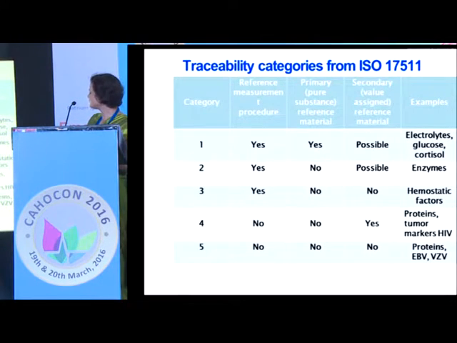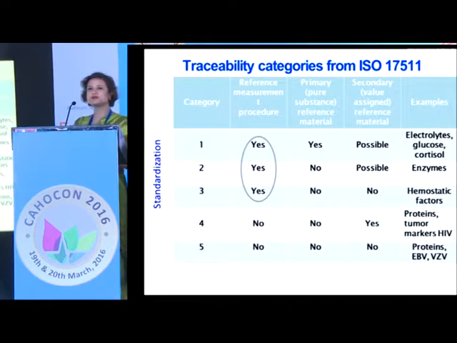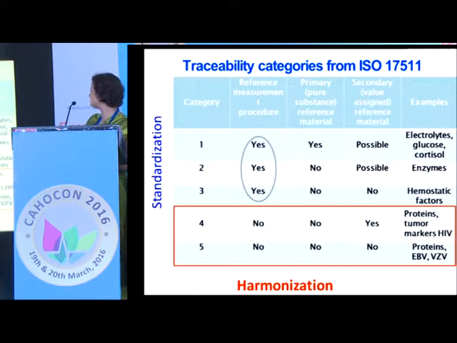So this is for other tests. This is for, like I have already said, the difference between standardization and harmonization. For electrolytes, glucose, and enzymes, standardization is possible because there is a primary reference measurement procedure. But for tests like proteins and tumor markers, standardization is not possible because there is no primary reference measurement procedure. So we need to harmonize the test.